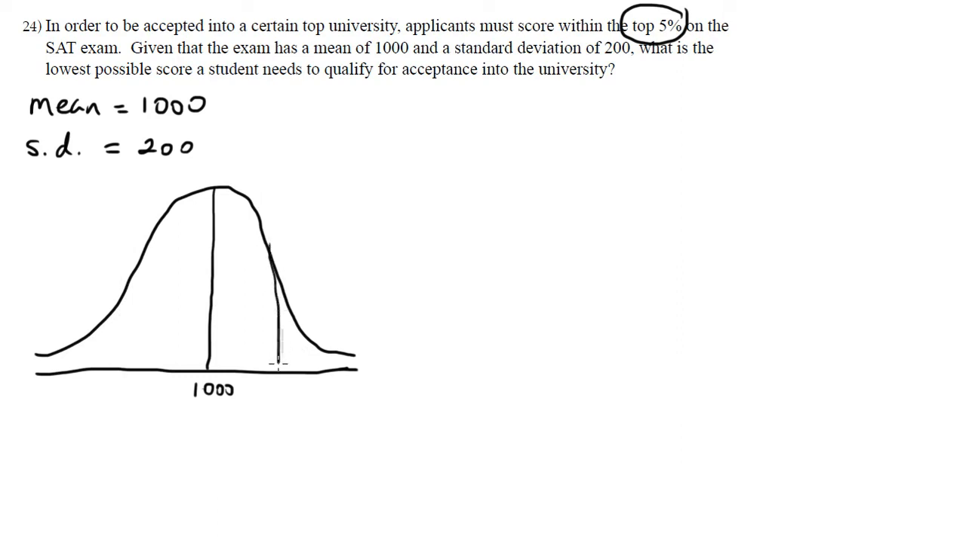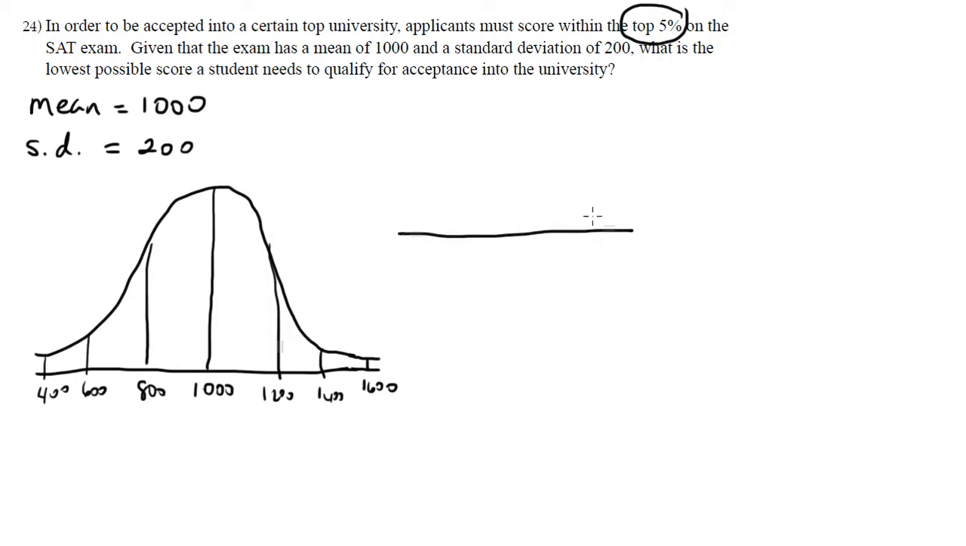So it goes up to 1,200, 1,400, and then one more, 1,600. And then below the mean, it goes to 800, 600, 400. Now this is a general normal distribution for this problem, but it doesn't exactly apply here because we're just talking about the top 5% of students.